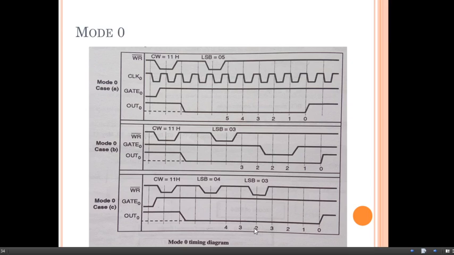It will suspend the previous count, the previous count value will be suspended, and the new count value will be considered, means the counter gets initialized by this new count value and it will start counting from this new count value, means 3, 2, 1, 0, and it will go high. So this is mode 0 for 8254.